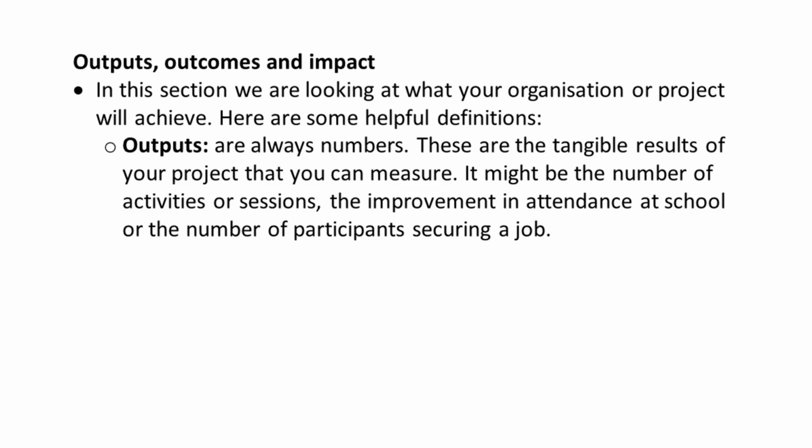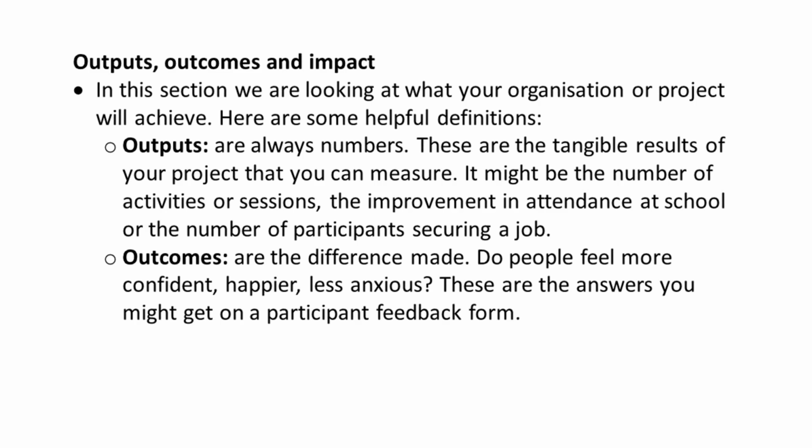Okay, so outputs, these are always numbers. These are the tangible results of your project that you can measure, and you can measure them quite easily. So this might be the number of activities or sessions that you run. It might be the number of people you support. It might be the number of people on a course or program. It can also be an improvement, so it could be a percentage. It could be, for example, an improvement in attendance at school as a result of what you've delivered, or it could be the percentage of participants who attended your course who've secured a job. So to confirm, it's always a number and it's always measurable, and it's always something that you can quite easily keep track of. So it's something that you're going to be recording anyway, like the number of people who turn up to an event. It's something that you can count as you go along delivering your project.